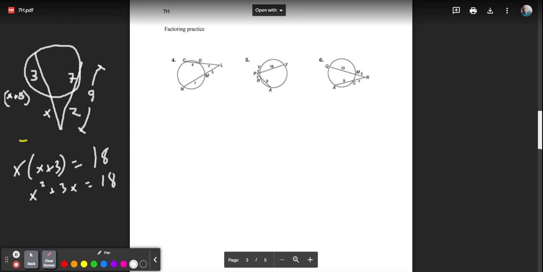Well, this is a quadratic because we have an x squared and an x. We can't get x equal to 0 to solve for it, or x by itself to solve for it. So we have to get the thing equal to 0. So we'll do x squared plus 3x minus 18 equals 0.